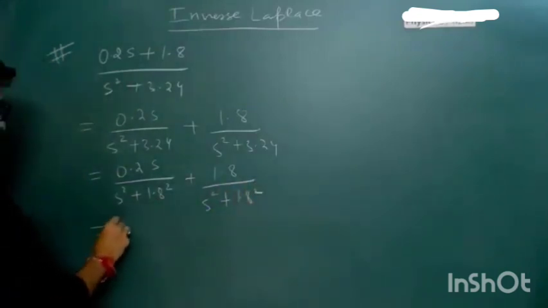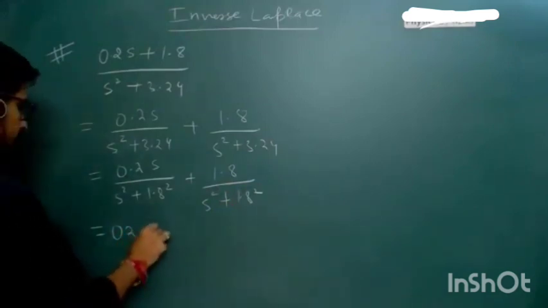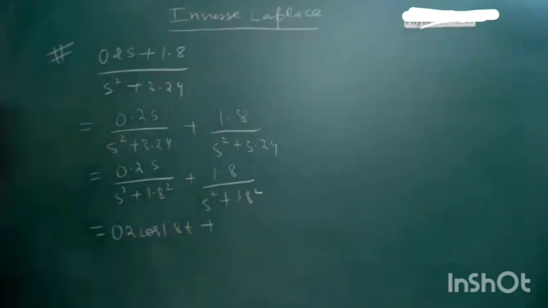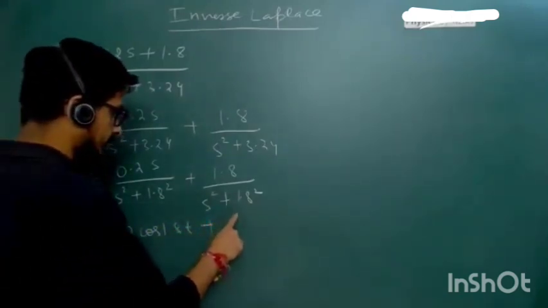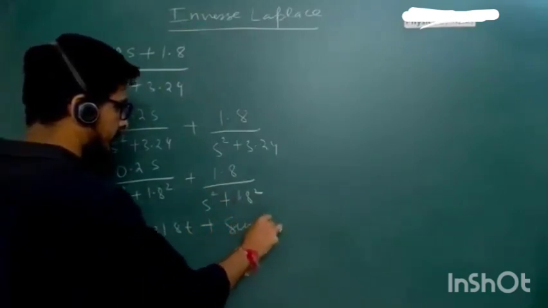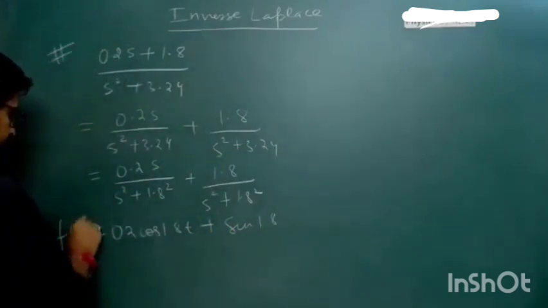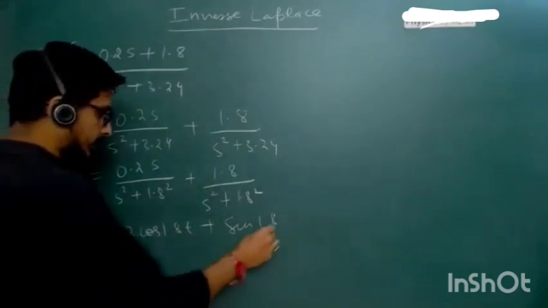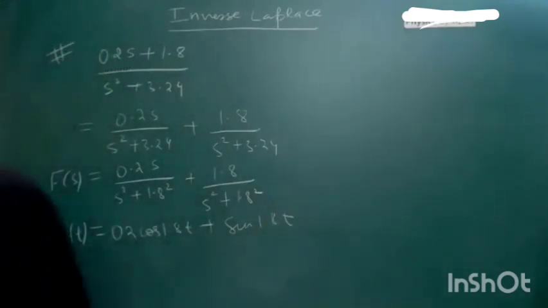So this will become 0.2 cos of 1.8t plus, what will be this? Sine of 1.8t. So this will be ft. This was fs. So this is how to do the inverse Laplace.